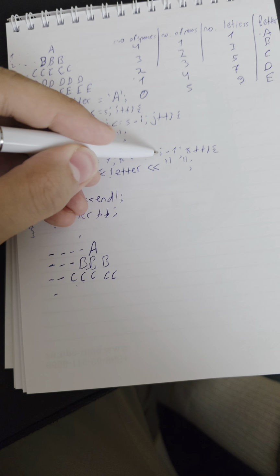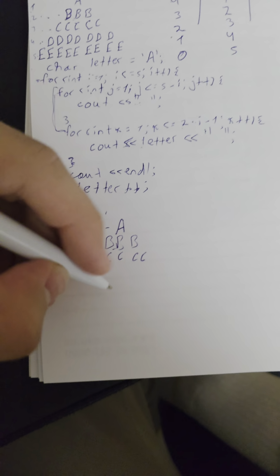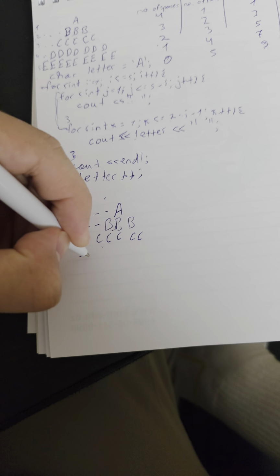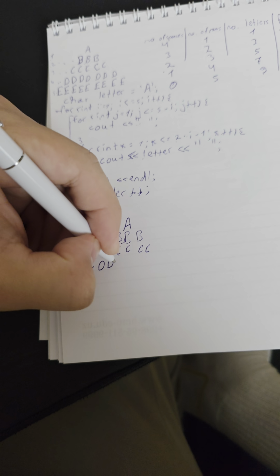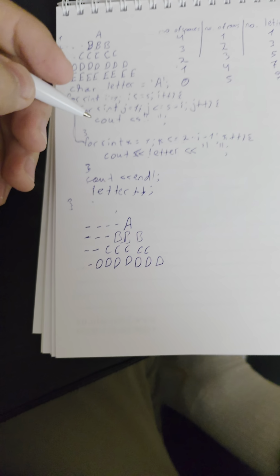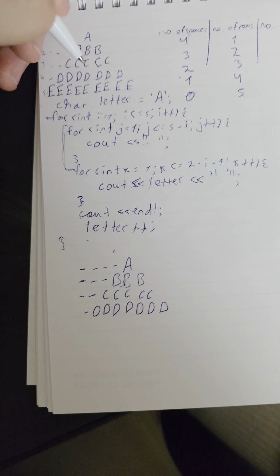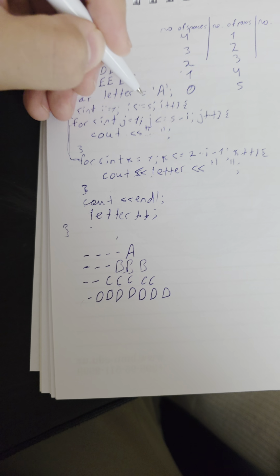So i equals 4. 2 times 4 is 8. 8 minus 1 is 7. It will print D 7 times. 1, 2, 3, 4, 5, 6, 7. And loop ended, counter updated. So it will now become 5.